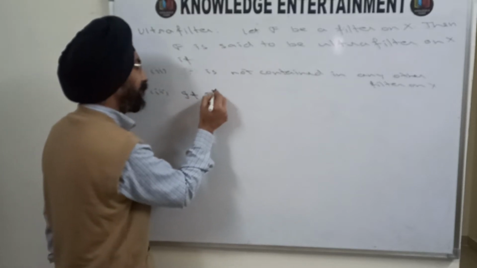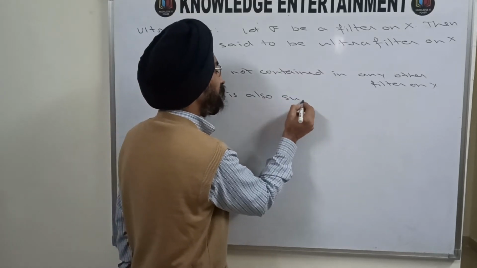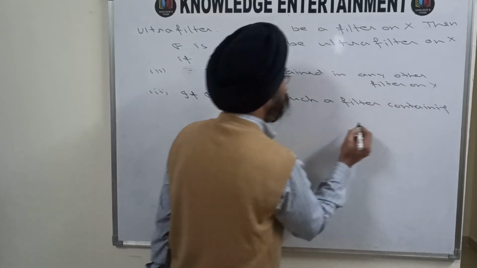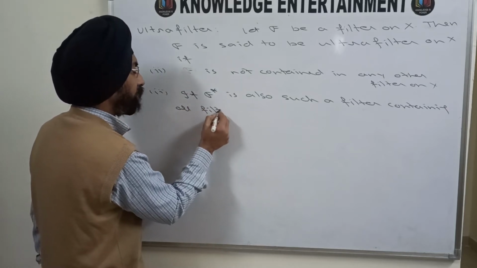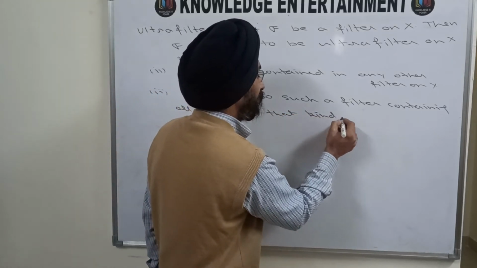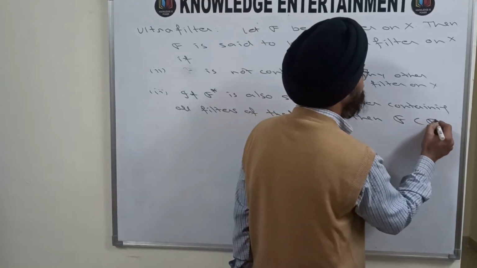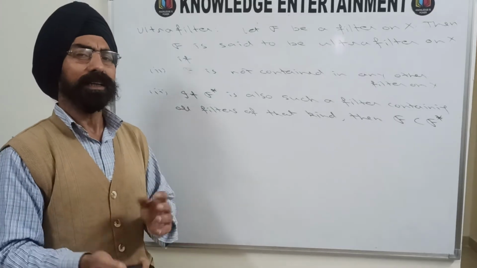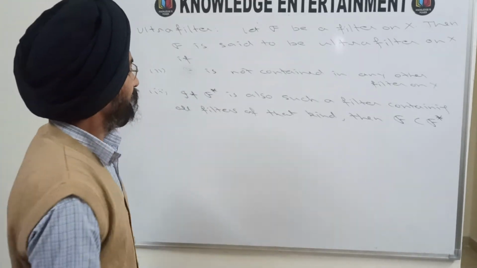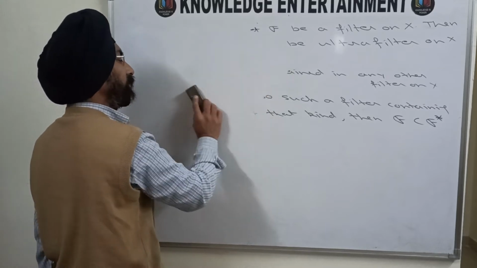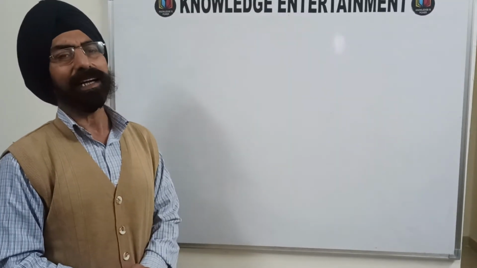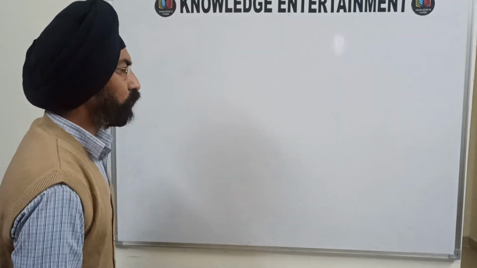if F star is also such a filter containing all filters of that kind, then F is contained in F star. That means simply you can say it is an upper bound, and moreover it is the least upper bound. So it is the definition of an ultrafilter if it is not contained in any other filter, and then any ultrafilter is generated by some base, and that base will be called an ultrafilter base. And now we will move on to the theorem.